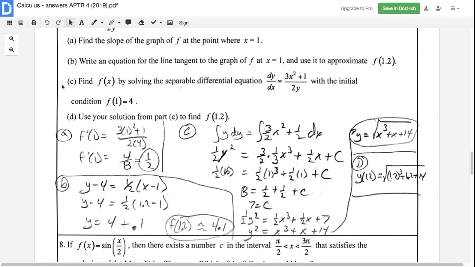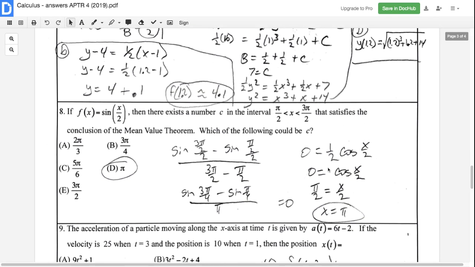Use your solution from part C to find f of 1.2. So all I have to do is plug 1.2 in for my x's, which is what I did. Again, you do not have to work it out, so I'm happy with plugging it in and leaving it.